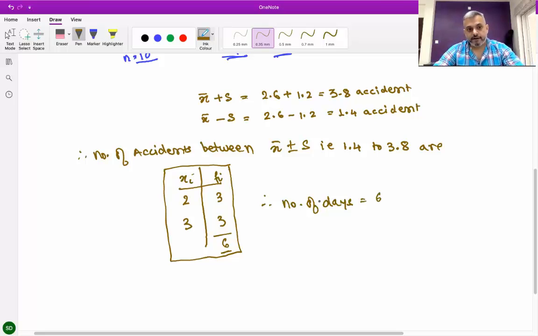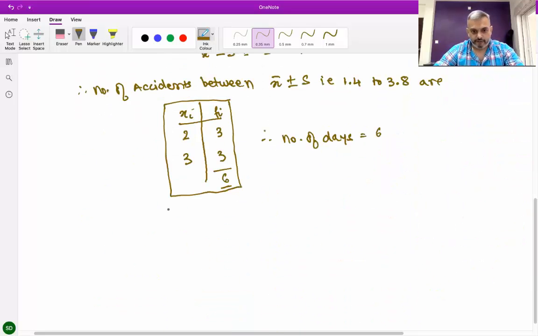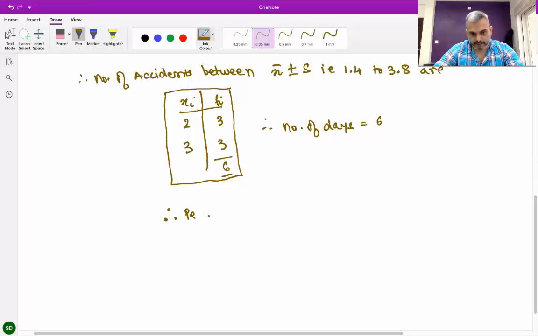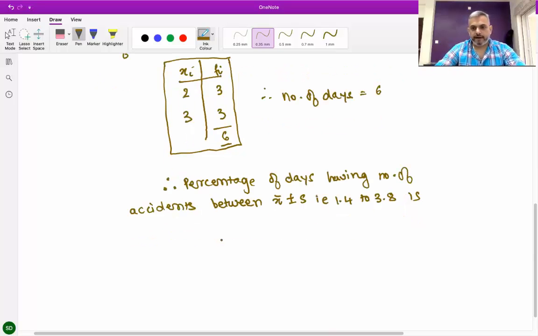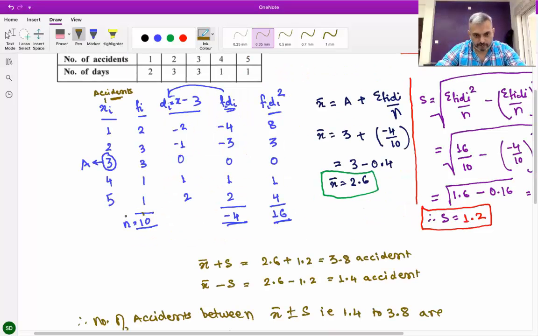We have to find the percentage of days. So therefore, percentage of days having number of accidents between x bar plus minus s, that is 1.4 to 3.8. So now there are 6 days out of what? Out of total 10 days.